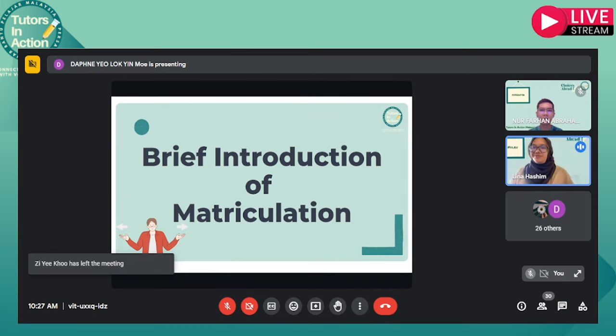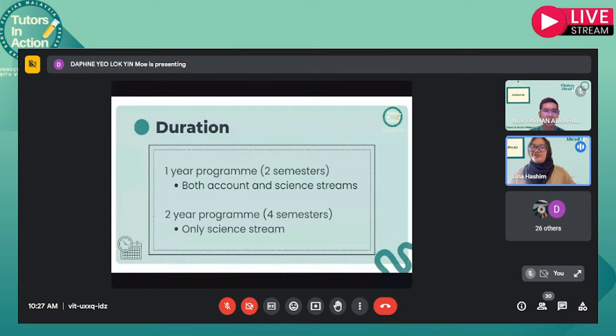In matriculation, we have two types of program. The first is the one-year program, which consists of two semesters, and the second is the two-year program, which consists of four semesters. The one-year program is actually roughly 8 months. For one semester, you have 18 weeks of studying, one week of study week, and one week of exam week. It goes very fast, so you don't really have to worry about the time.